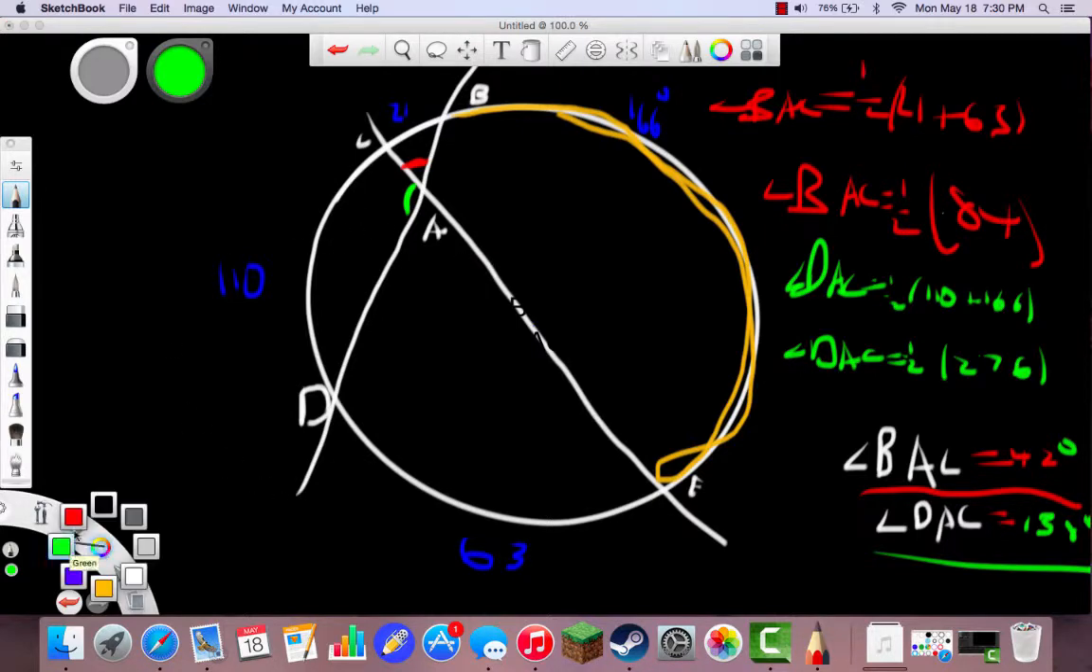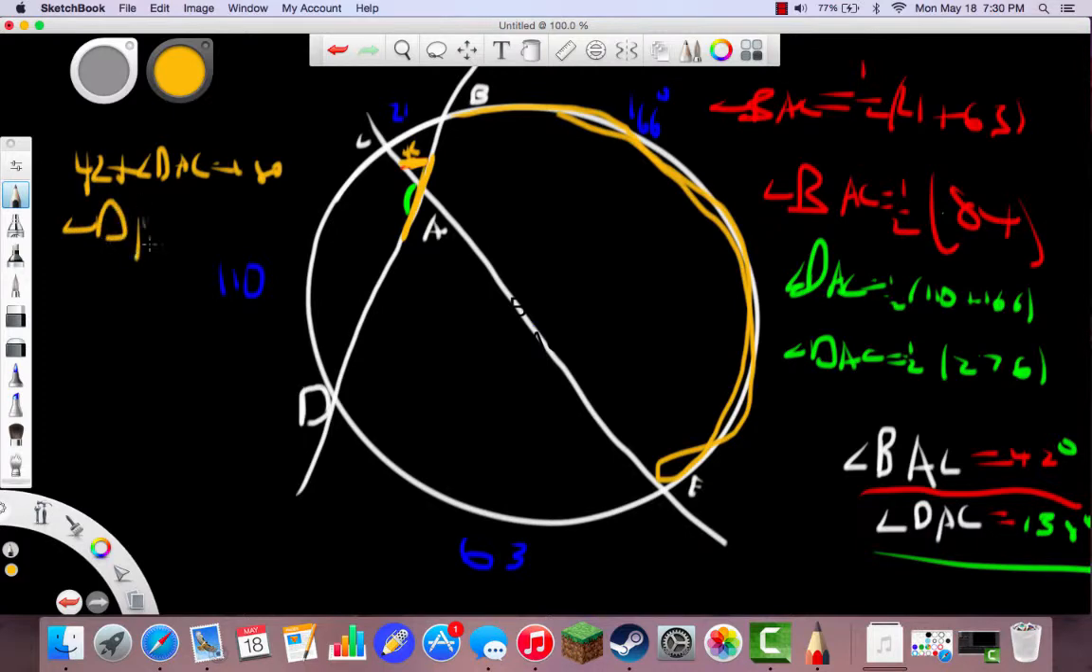So we see here that we found this angle right here, right? It ended up being 42 degrees. Well, there's also the linear pair theorem here because these two have to be supplementary. So we could have just done 42 plus angle DAC equals 180. And so DAC, if you do the math, 180 minus 42 equals 138 degrees, which is what we got.